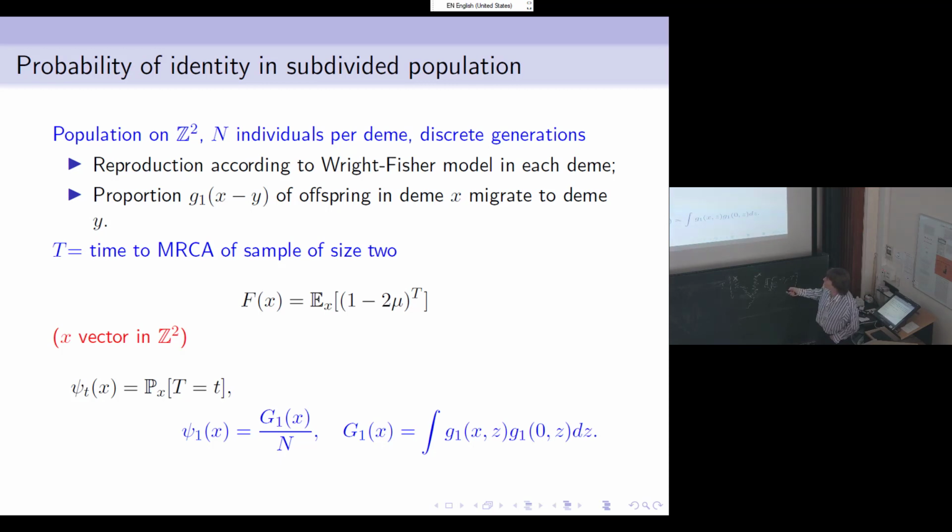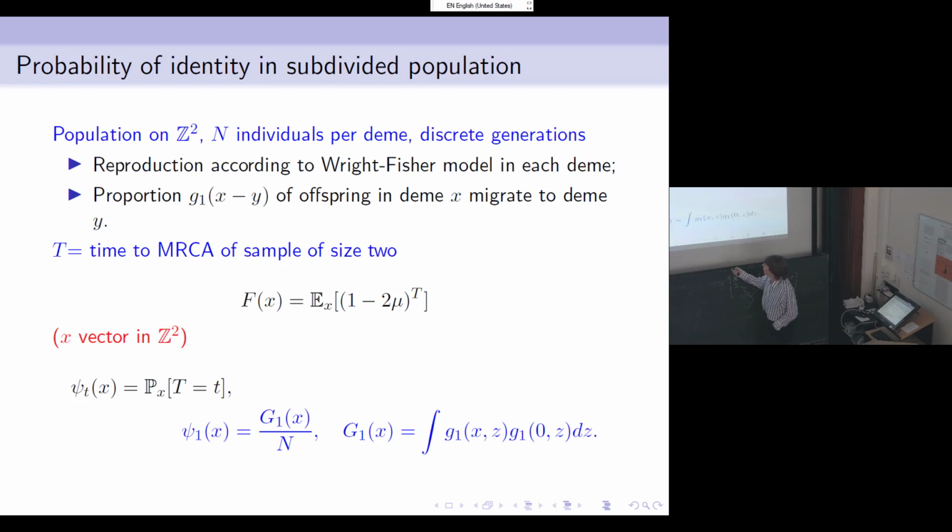Okay, and then we're using this notation, so t is going to be the time to the most recent common ancestor, MRCA, of a sample of size 2. And I'm going to write f of x for this quantity that we'd like to calculate, and actually I'm going to approximate it by saying that this is e to the minus twice mu t in due course. Okay, so how are we going to calculate that? Well, the first thing we might try and calculate is what's the probability that the most recent common ancestor was at time exactly little t generations in the past. And I can do that for t equals 1.